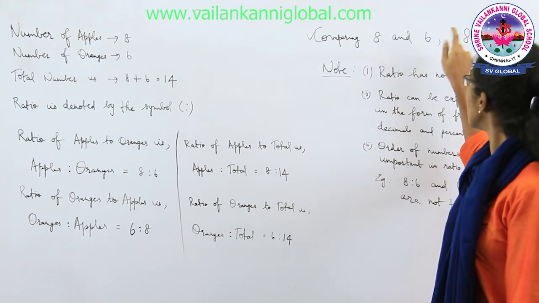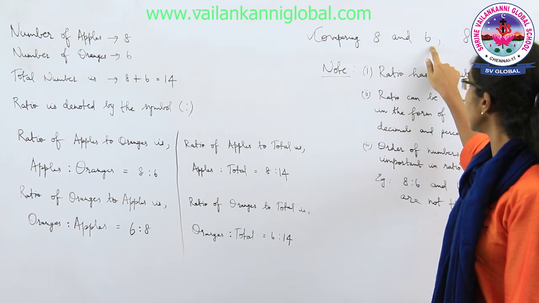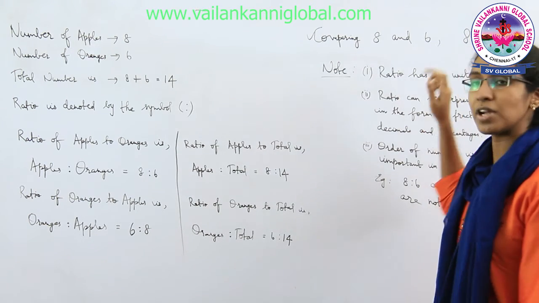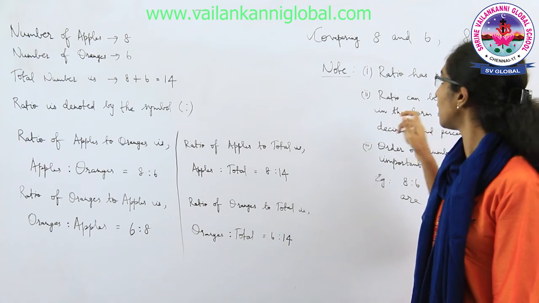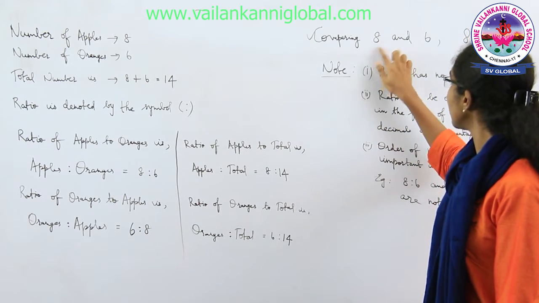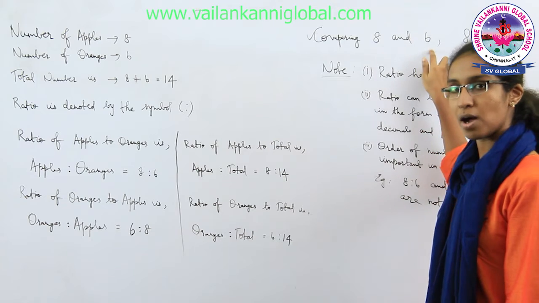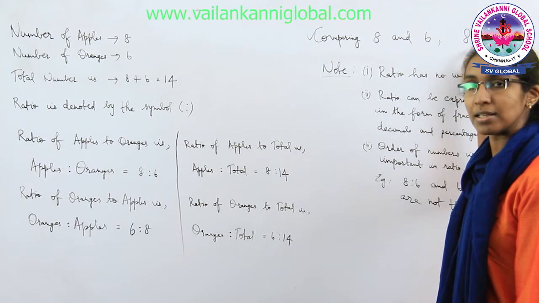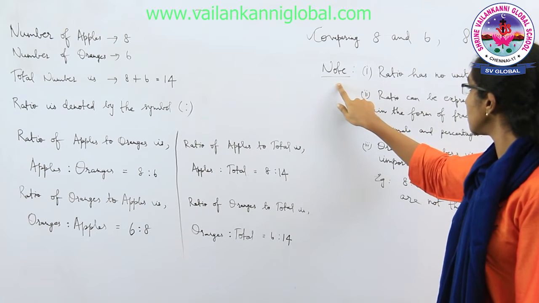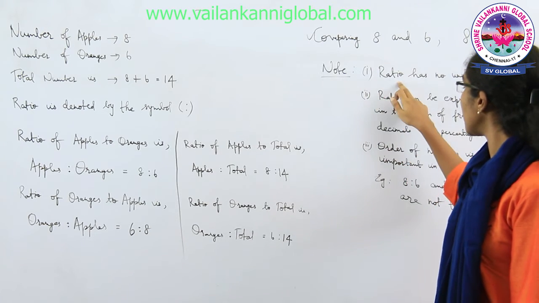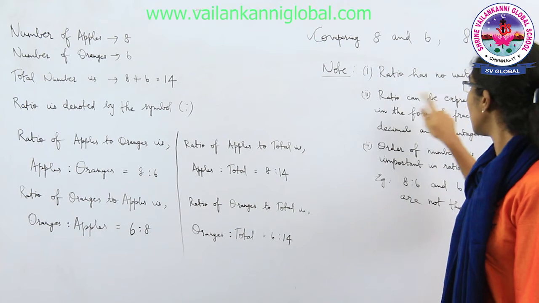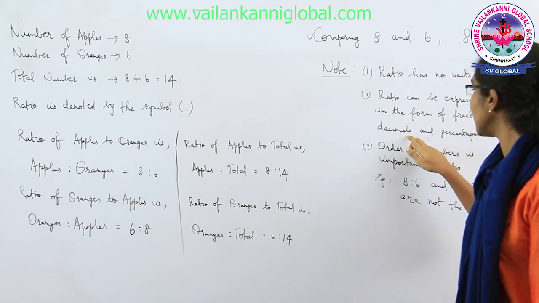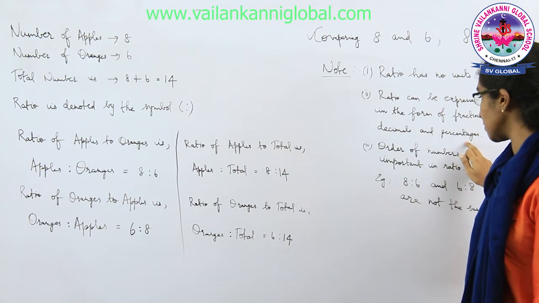So comparing 8 and 6, 8 is the number of apples and 6 is the number of oranges. We know 8 is greater than 6, so it's written as 8 greater than 6. So ratio can be explained or defined as comparing two numbers or two quantities and denoting which one is greater than the other. So the important notes to remember is ratio has no units and ratio can be expressed in the form of fractions, decimals and even percentages.